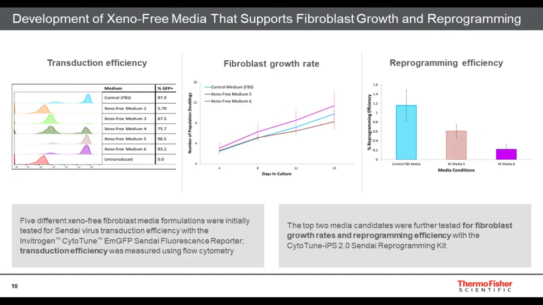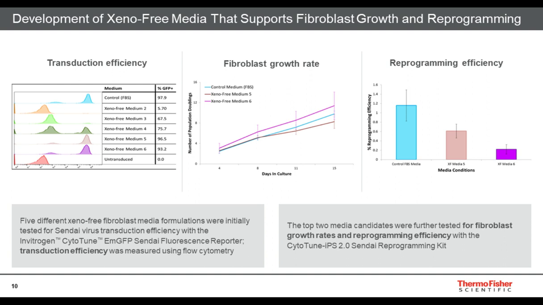So let's talk about the development of the Xeno-Free media that is used with this reprogramming kit. As you can see on the very left-hand side, there's a number of colored graphs here, bumps on the graph. Sounds so scientific, doesn't it? Okay, so as you can see, the blue one is the control SBS. And so you can see the percentage of GFP transduction that was achieved with this is 92%.